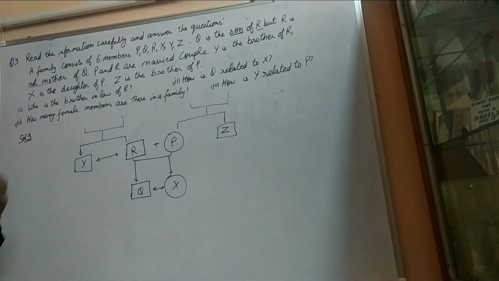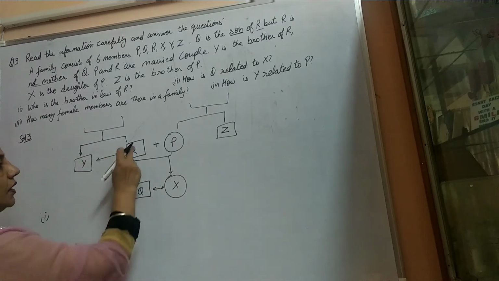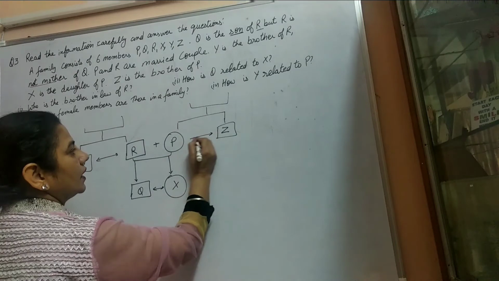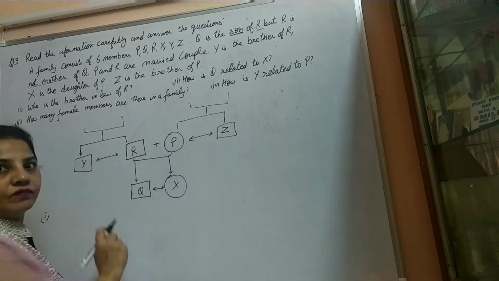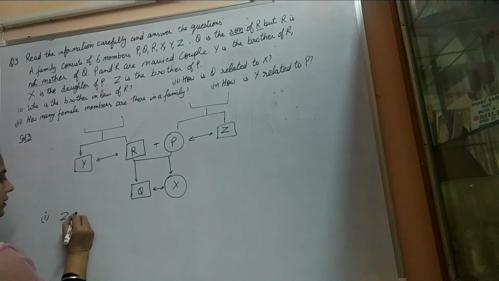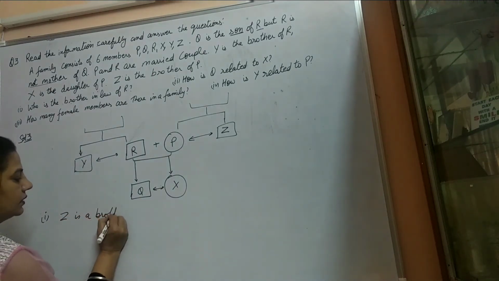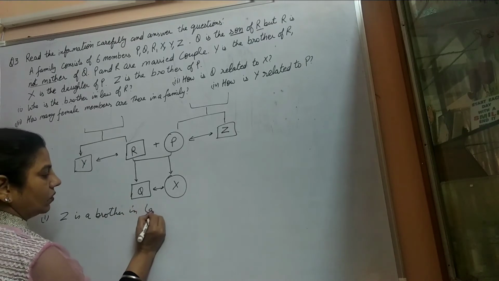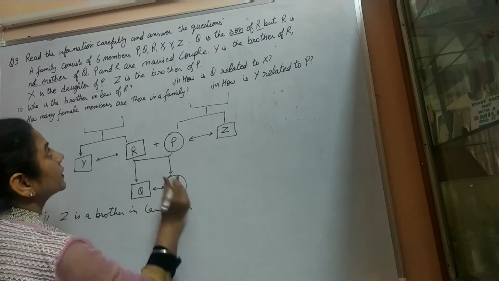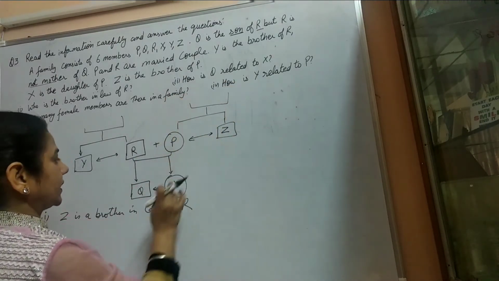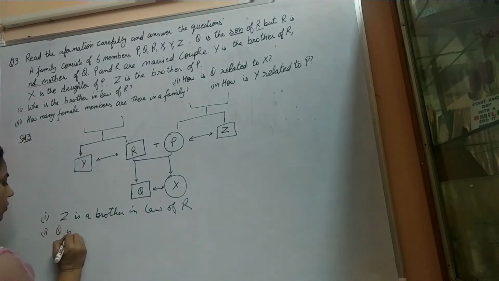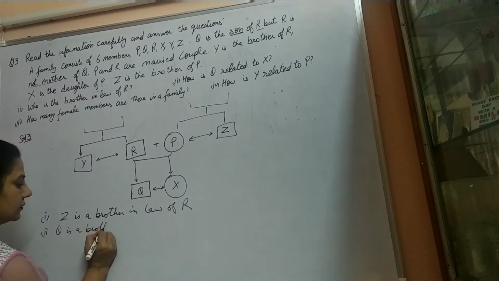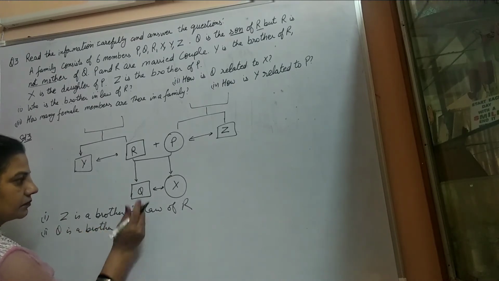Who is the brother-in-law of R? First is, who is the brother-in-law of R? P and Z are brother and sister. So Z is a brother-in-law of R. Second, how is Q related to X? What is the relation of Q and X? They are brother and sister. Q is a brother of X.